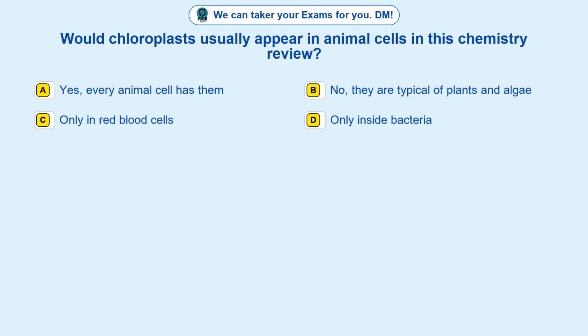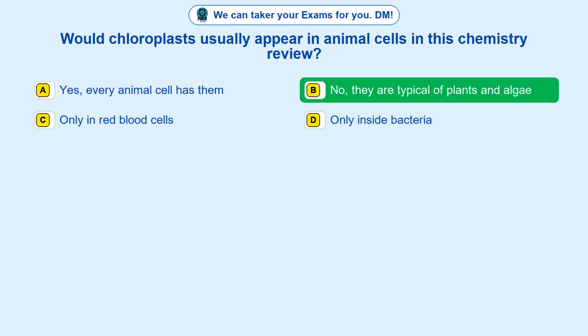Question 14. Would chloroplasts usually appear in animal cells in this chemistry review? Option A. Yes, every animal cell has them. Option B. No, they are typical of plants and algae. Option C. Only in red blood cells. Option D. Only inside bacteria.